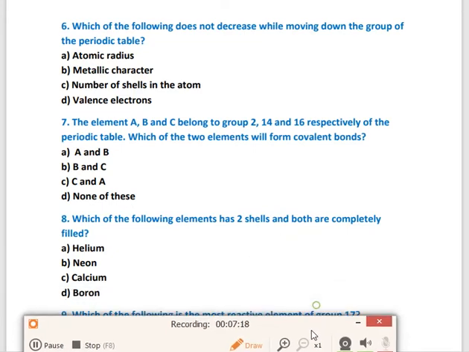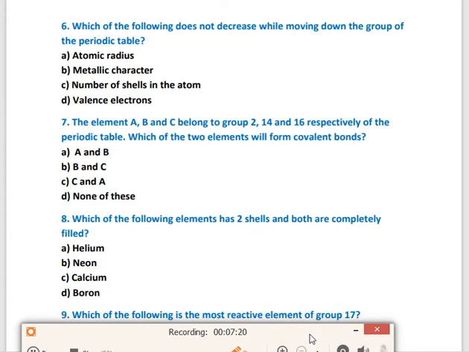Now question number 8. Which of the following elements has 2 shells, both completely filled? Helium, neon, calcium, boron. We know that in helium only one shell is present. Hydrogen, helium. The atomic number of helium is 2. So only one shell, that is the K shell, is present.